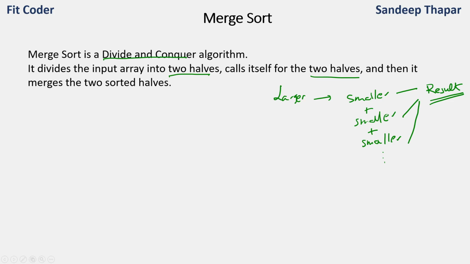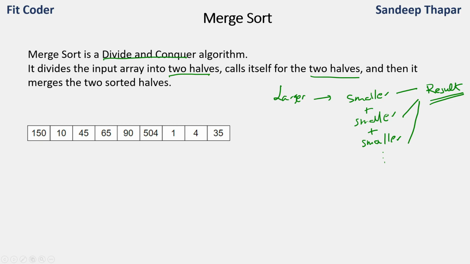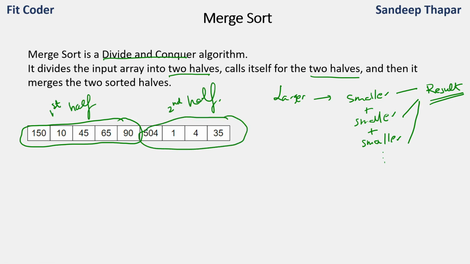Let's take an example. If we are given this input array which is of length 9 and we have to sort it using merge sort, what we'll do is split the array into two parts. Let's say this is the first part and this is the second part.